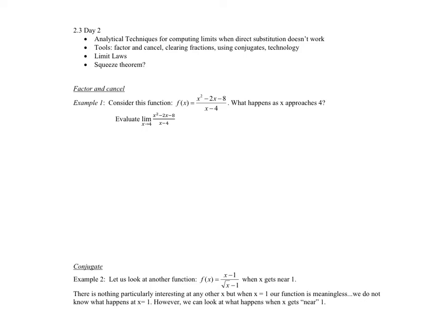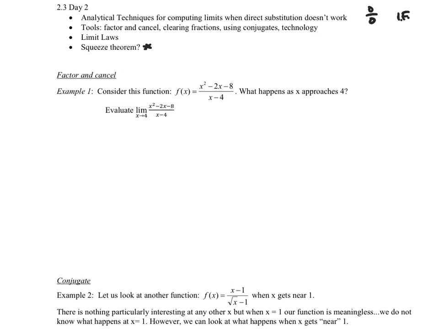Okay, this indeterminate form is 0 over 0. This indeterminate form tells us there's more work to do. 4 of the tools that we're going to use today, and then a 5th that I'm going to throw in, squeeze theorem, are going to allow us to evaluate these limits when we evaluate to get an indeterminate form. So let's consider example number 1, where we'll use the factor cancel method.